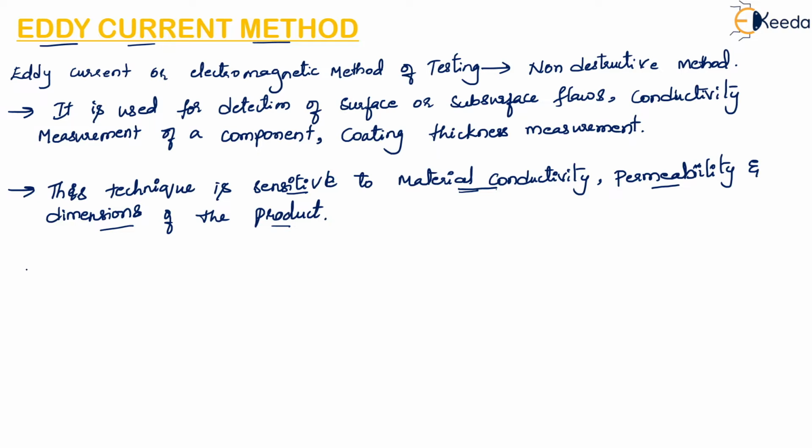So the principle of working of this method. Eddy currents can be produced in any electrically conducting materials that is subjected to alternating magnetic field. So that magnetic field must have 10 Hz to 10 megahertz of the strength.